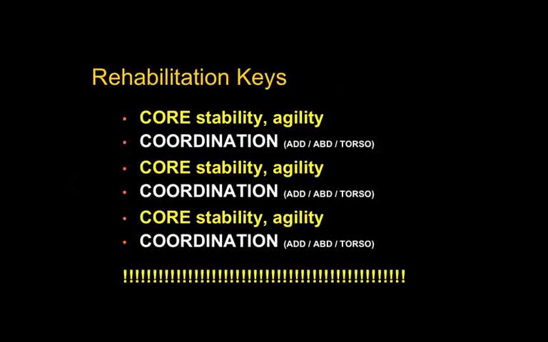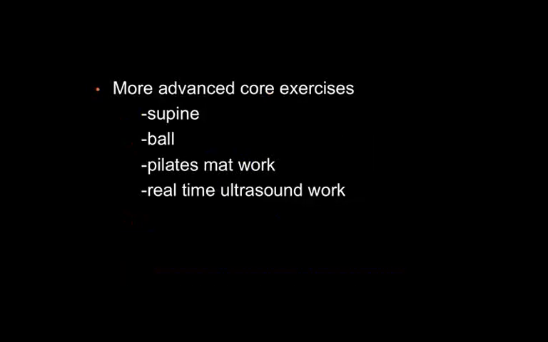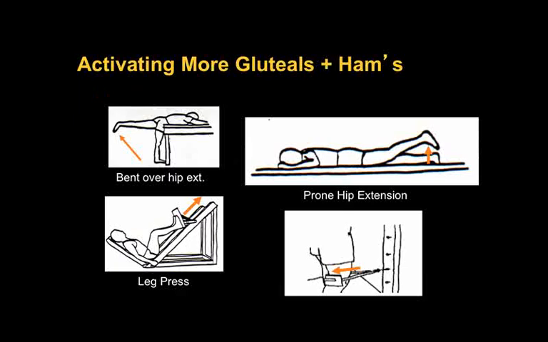And rehabilitation key points to think about: core stability and agility, coordination, and I just can't say that enough. Coordination, coordination, coordination. We could replace AB and adductors here with the hamstrings and the quadriceps here. More advanced exercises in supine, on the ball, Pilates mat work, other creative things with the real-time ultrasound work. Activating the gluteals and hamstrings more for both groin strain injuries and hamstrings injuries in a variety of different hip ranges of motion.